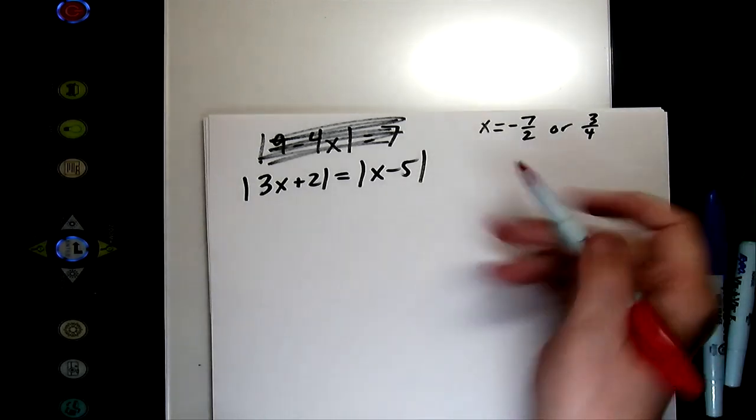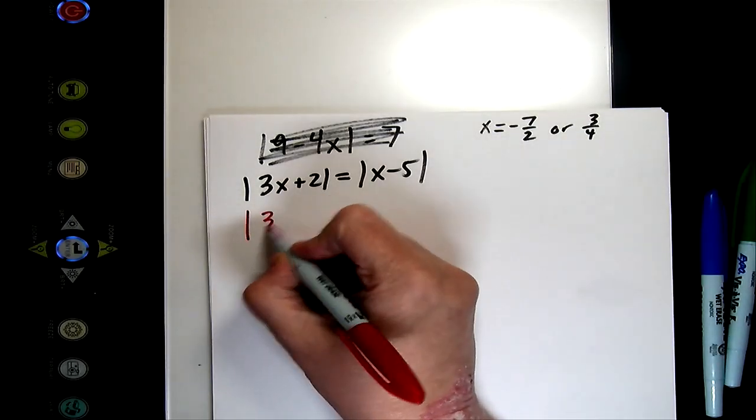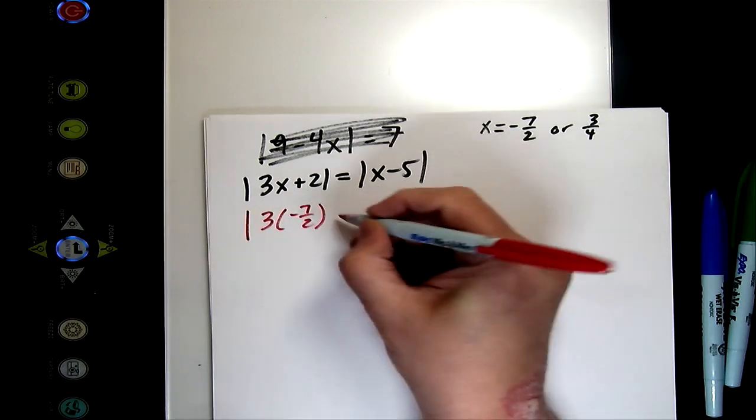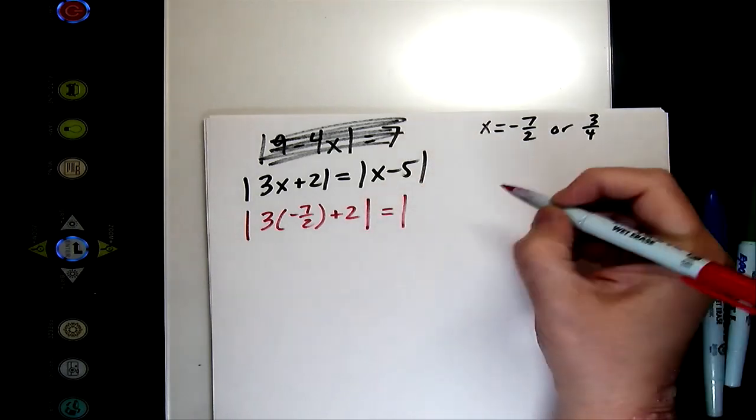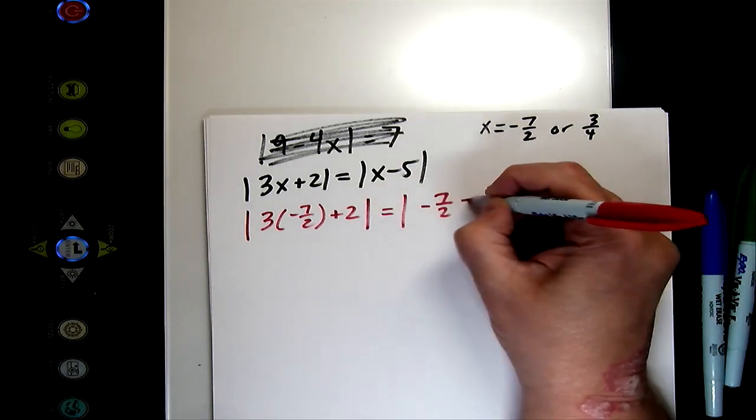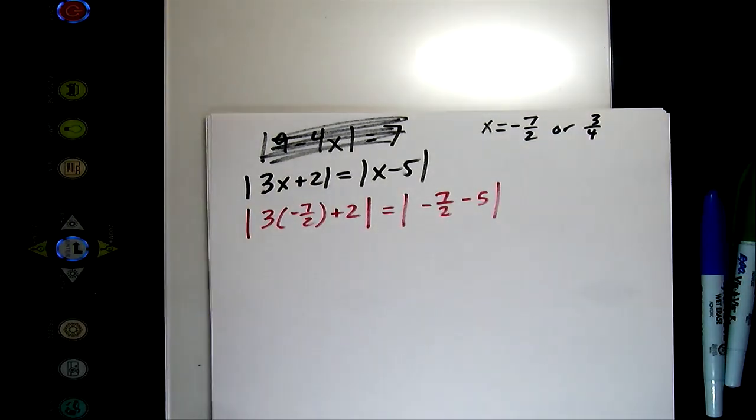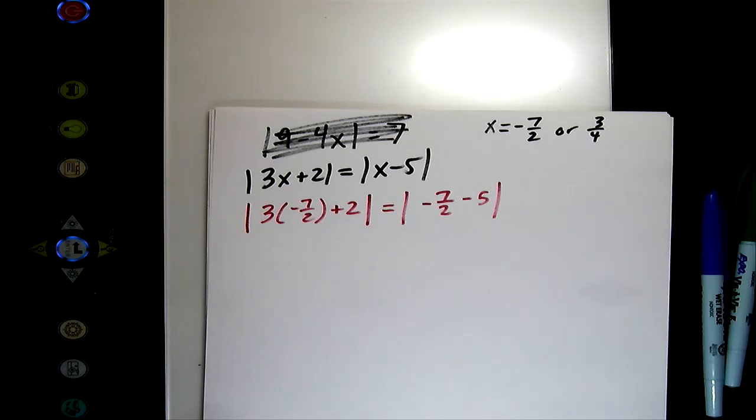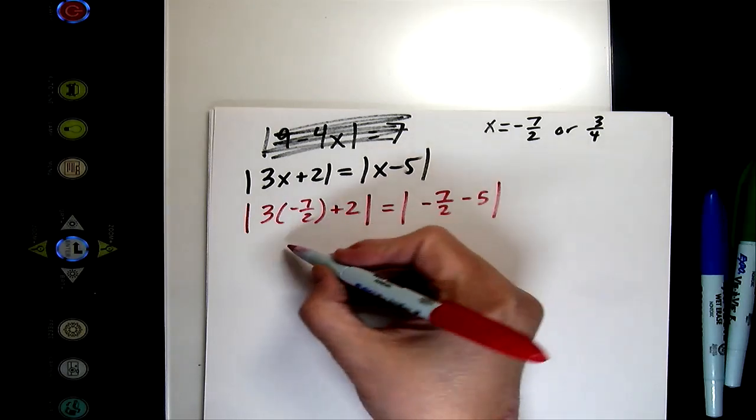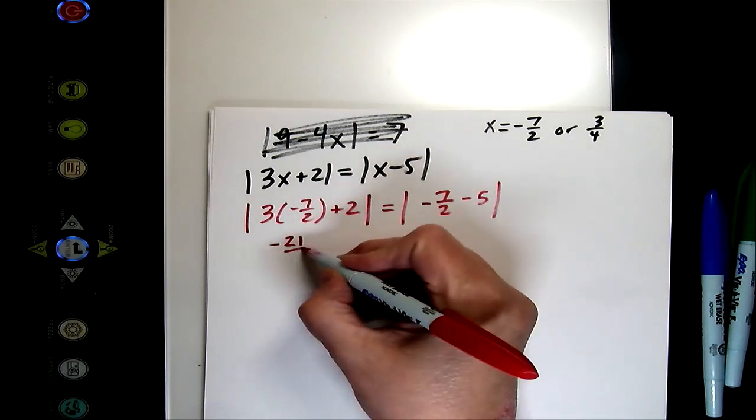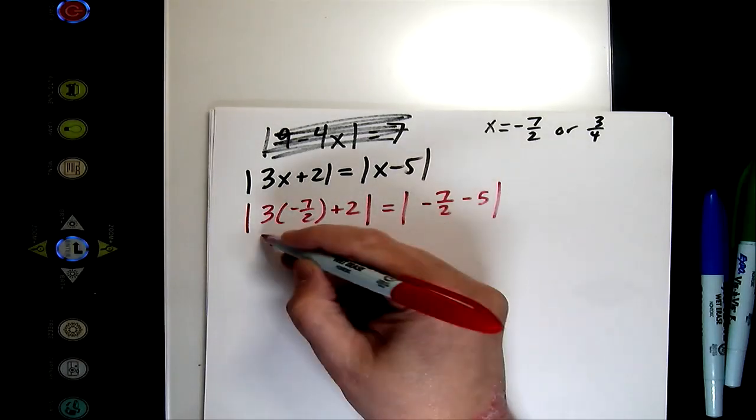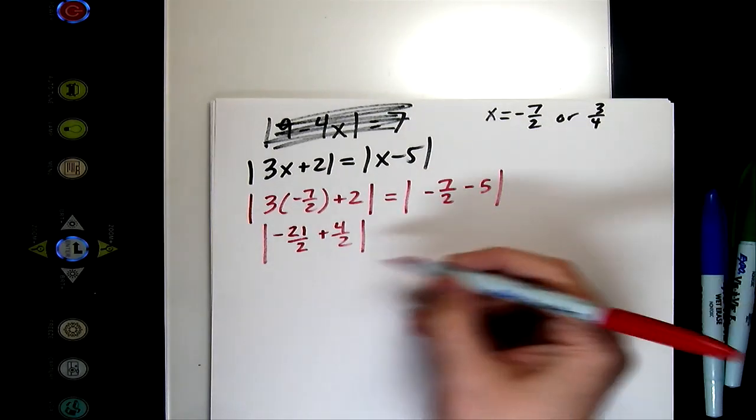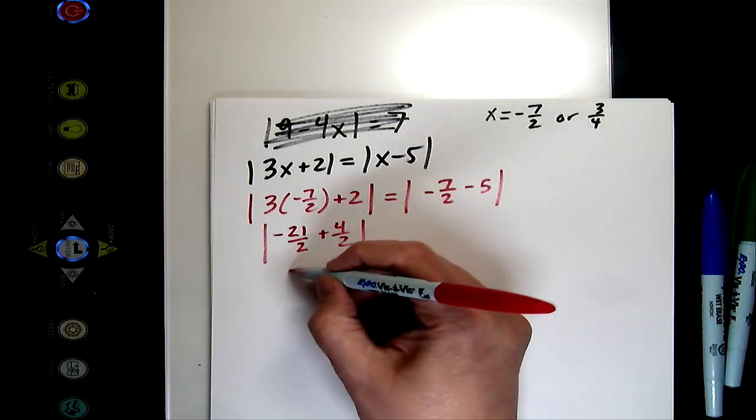So let's stick in the -7/2 first. I've got the absolute value of 3 times -7/2 plus 2. Does that equal the absolute value of -7/2 minus 5? Over here, I've got -21 over 2 plus 4 over 2, which means I've got the absolute value of -17 over 2.